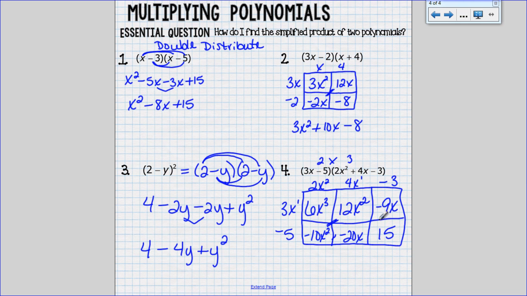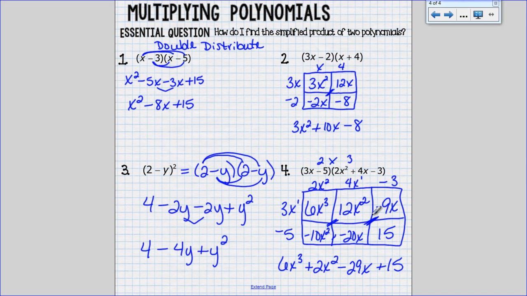Now if you'll notice, my diagonals again are matchy-matchy, so I can put them together. So start with top left corner, 6x to the third. Then 12x squared minus 10x squared makes plus 2x squared. Negative 9x plus negative 20x makes minus 29x. And then plus 15. So now you have a polynomial that has 4 terms instead of just 3. That happened because of the size of the stuff I was multiplying together. But there's your box method.